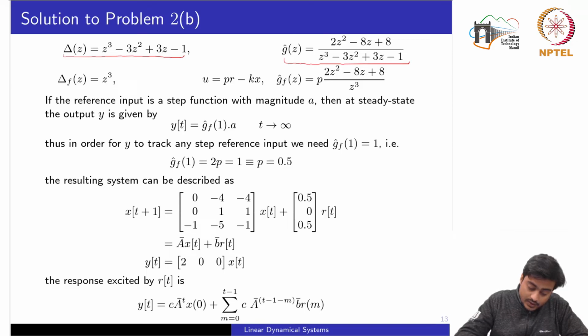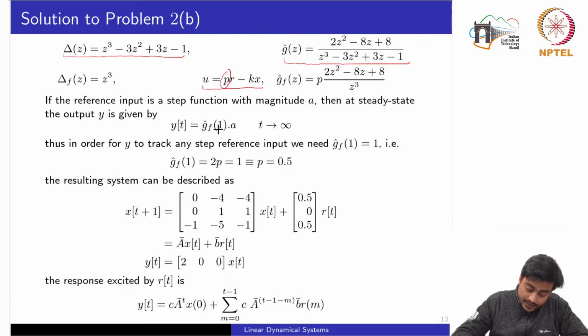This is the controller we are now using, where we have introduced this P because we want to track the reference signal, and the transfer function of the feedback loop is now given by this. Because of the inclusion of this P, we would get the overall transfer function with the denominator polynomial unchanged, multiplied by a variable P. Now, if the reference input is a step input with magnitude A, then at steady state, the output Y would be given by this one.